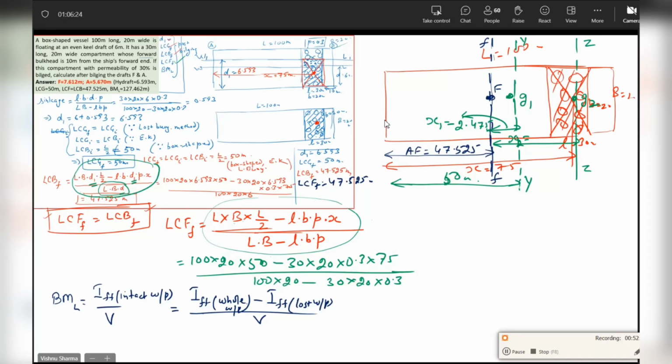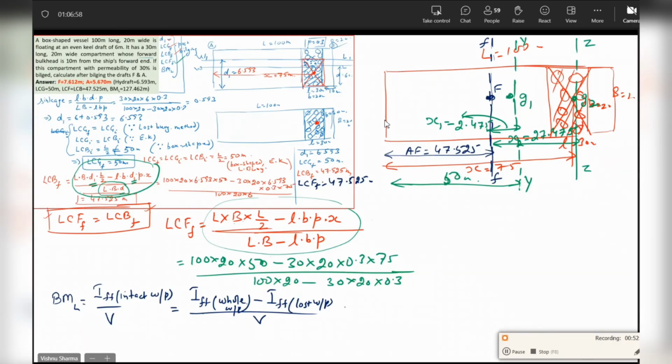It will be 75 minus 47.525. How much does it come? After perpendicular to ZZ is 75 meters, and we knock off AF from it. What is x2 going to be? 27.475. Okay. Okay, guys. Load your diagram like this. Then only you'll be able to solve it better.